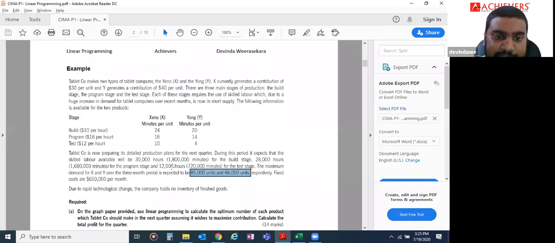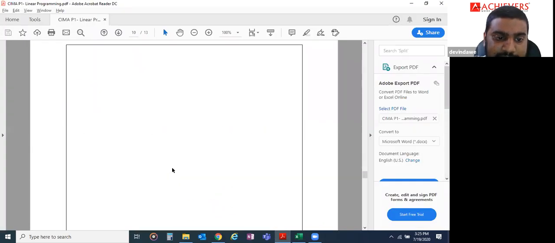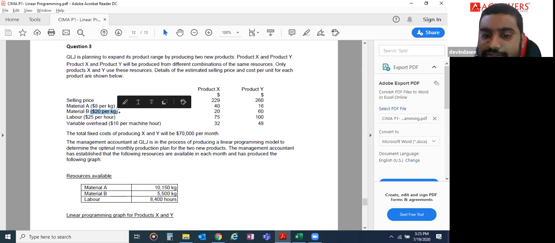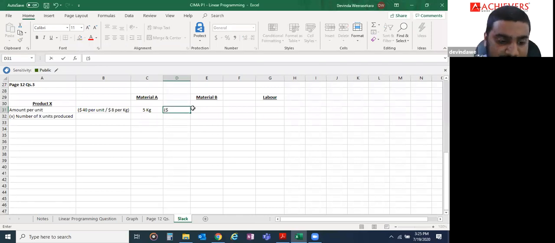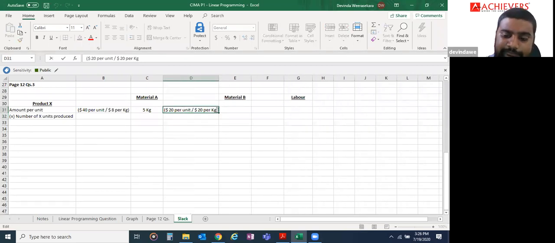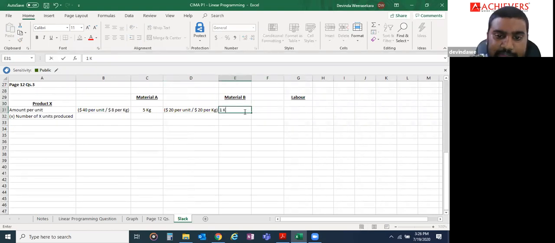Now let's take material B. To make 1 unit of product X, the material B cost is $20, and material B cost per kilo is also 20. So how many kilos of material B have I used to make 1 unit of product X? 1 kilo. I don't have to explain it so elaborately.